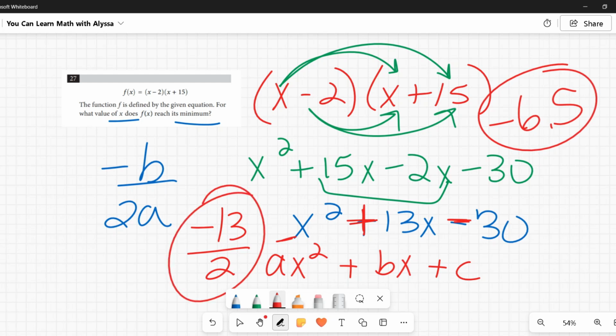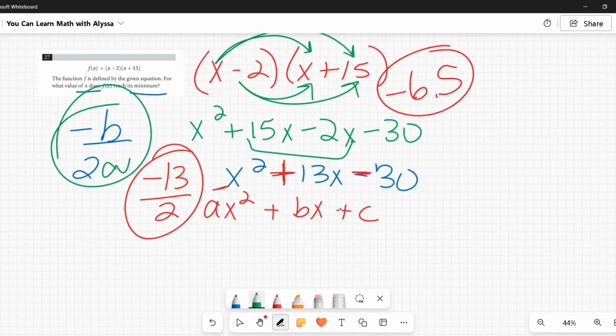Do not put it as a mixed numeral because this is a student-produced response question. If you were to put this as negative 6 and 1/2 like that, you would get it wrong because it's going to view it as like negative 61 halves. It's not an option. Don't do it that way. Be careful. So negative 13 halves or negative 6.5. Again, graph it or distribute and use negative b over 2a to get your x value.